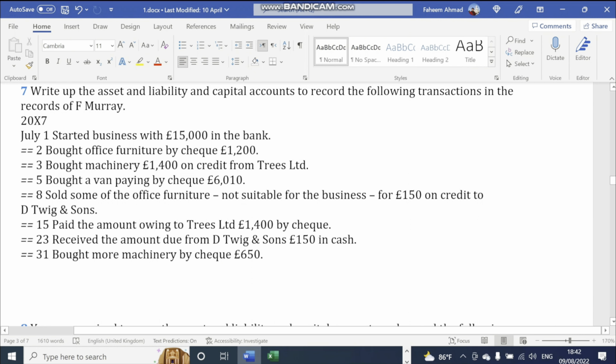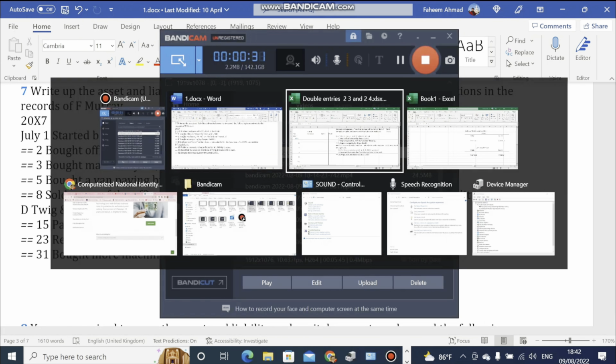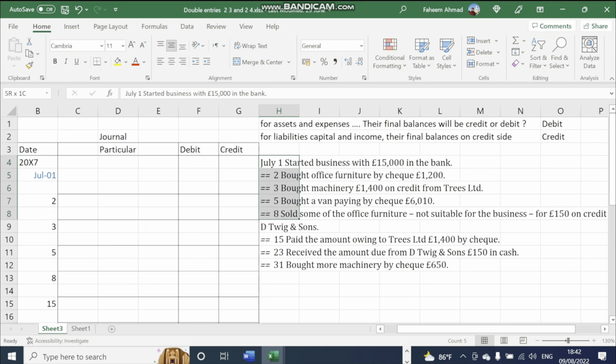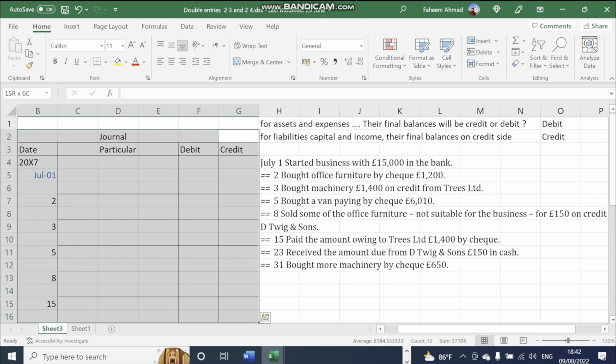Okay, so next we are going to learn how to pass double entries in the journal. So you can see this question, we have some business transactions here and we have to write up assets, liabilities and capital accounts, but we'll do that later. First we are going to learn how to pass double entries in the journal. So I have already copied these transactions on one screen so that we don't have to switch again and again. This is what we call a journal. We are going to pass double entries in journal.